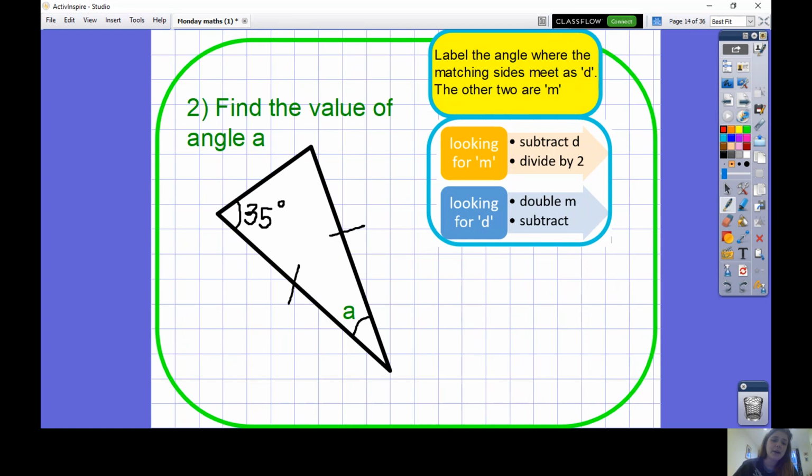Right, it's your turn to have a go at this one. First, work out which angle is D and which angles are M, and then follow the method to find your missing angle. Please pause the video now and have a go at this question. Question 2.